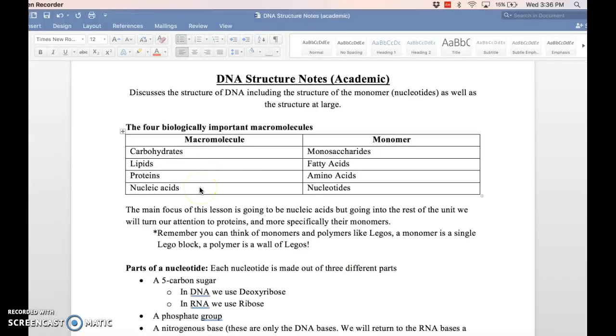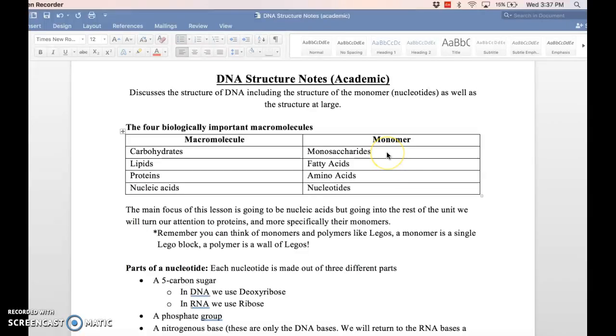Now these are the molecule names. A lot of times you'll also hear these as the polymer names. Some of them do have slightly different polymer names, but for the most part they're going to be carbohydrates, lipids, proteins, and nucleic acids. The way that you can think about the difference between polymers, these, and monomers over here, is that they're just like Legos. So if you have just one Lego, it's going to be a monomer. When you have a bunch of Legos put together, it's going to be a macromolecule.